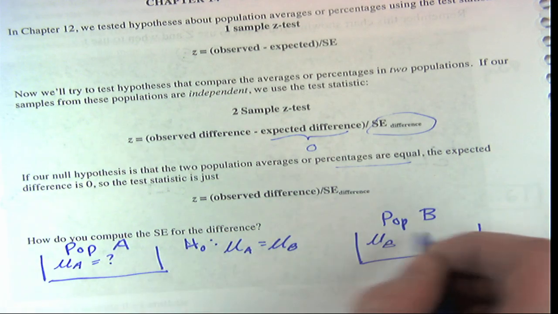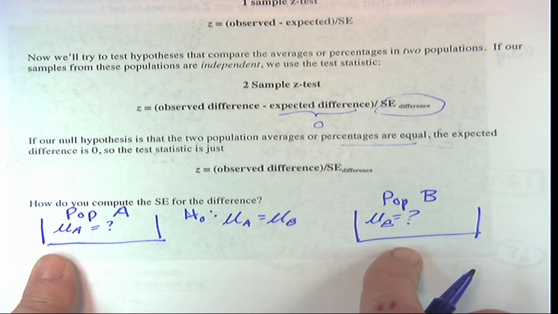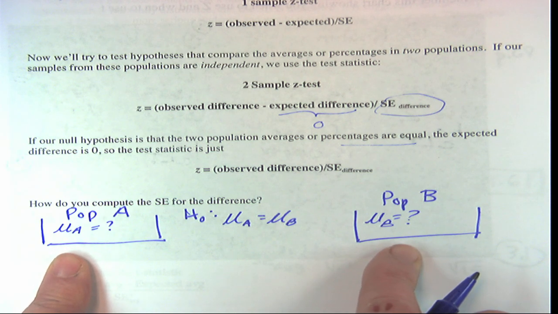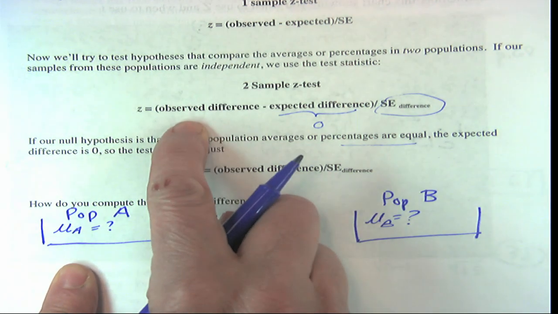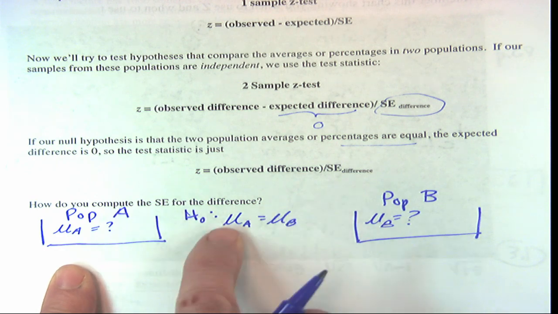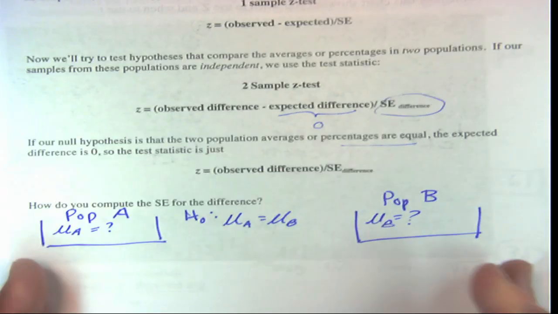We don't know it. That's why we're taking a sample, because we can't sample the entire population. So we take a random sample instead. And then in our random sample, we observe some difference. All right, but the null is that they're the same. So now, what is the idea here?